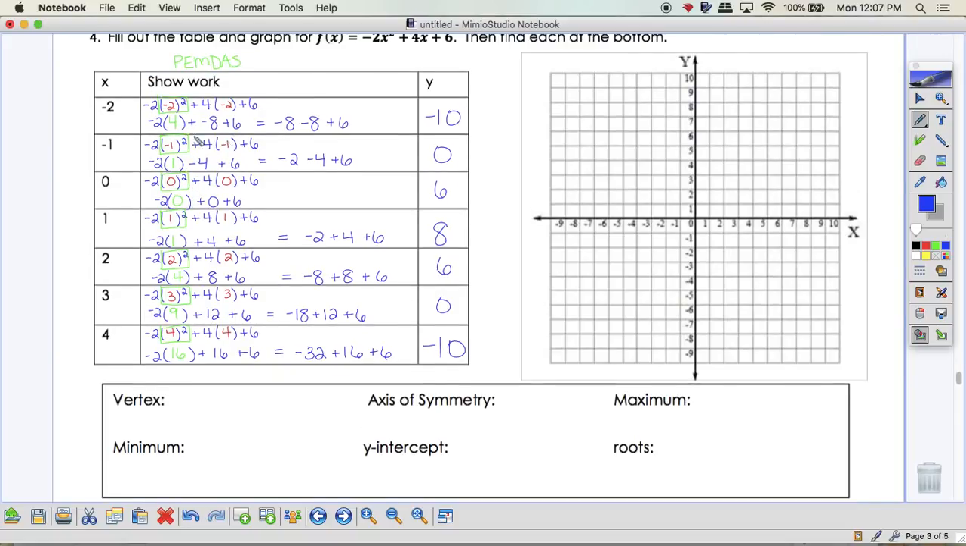Okay, I'm going to graph these points. Negative 2 down 10. It's going to be down here. Negative 1 up 0. 0 up 6. 1 up 8. 2 up 6. 3 up 0. And 4, negative 10. So were we correct that this one opened downward since there was a negative in the front? Yes, that's always going to be the case. It's so hard for me to draw on this thing. But I'm going to do my best to sketch a nice parabola. I'm going to make sure to put arrows on the end because it is going to keep going down forever.